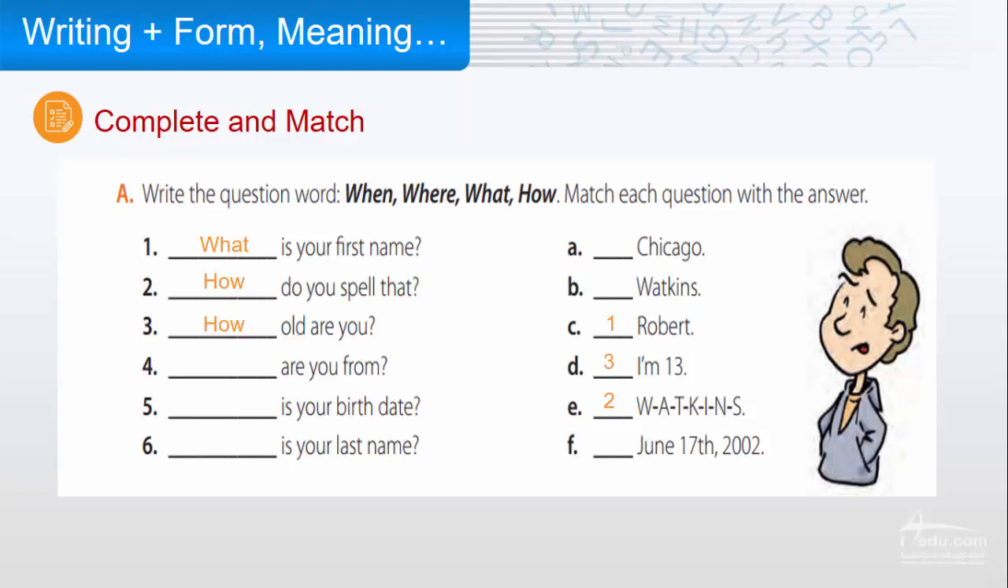I'm 13. 4. Where are you from? The answer is A. Chicago. 5. When is your birth date?